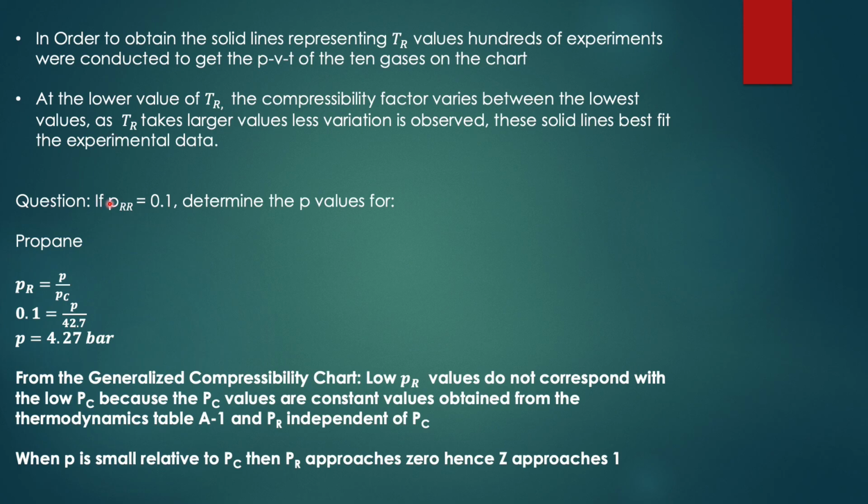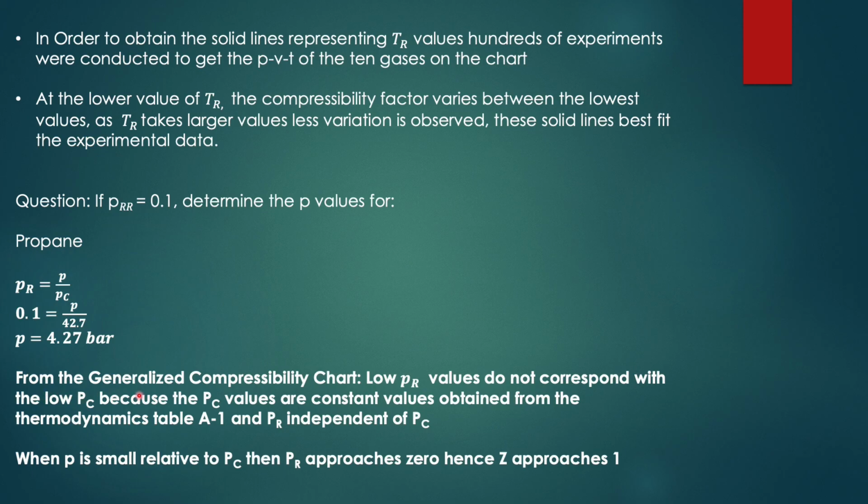Moving on to question 2. If PR is equal to 0.1, determine the pressure value for propane. Using the formula for PR, which is equal to pressure over pressure at the critical point for propane. Using the thermodynamics table A1, we find that the pressure at the critical point for propane is 42.7 bar. PR we were given in the question, which is 0.1. Then we cross multiply and find out the pressure is 4.27 bar.